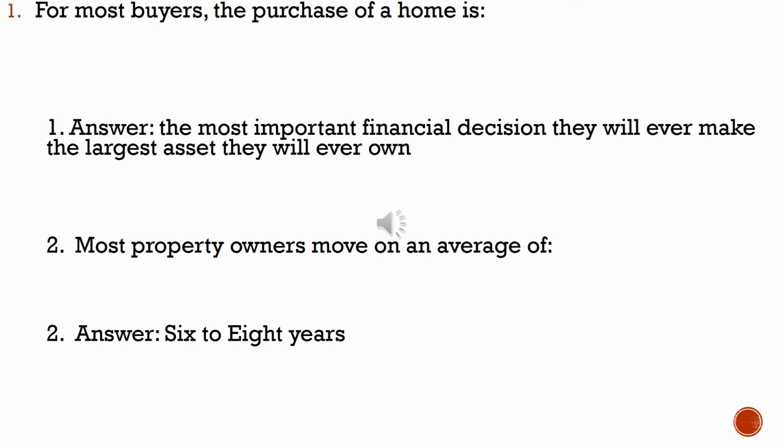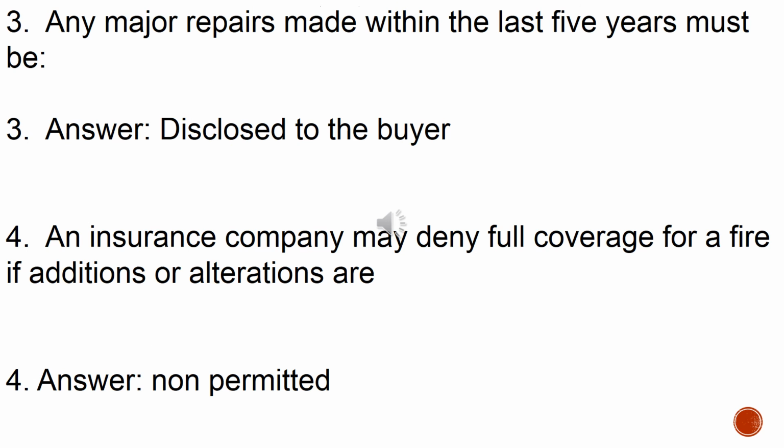Question number 1. For most buyers, the purchase of a home is? Answer: the most important financial decision they will ever make and the largest asset they will ever own. Question number 2. Most property owners move on average of? Answer: 6 to 8 years. Question number 3. Any major repairs made within the last 5 years must be? Answer: disclosed to the buyer.